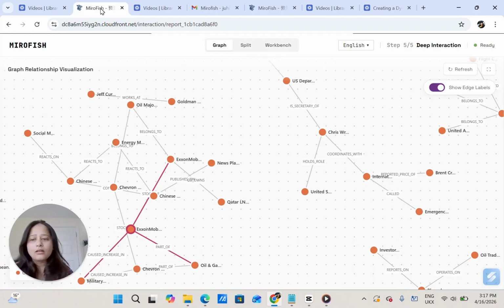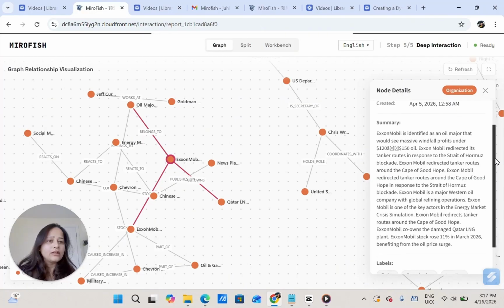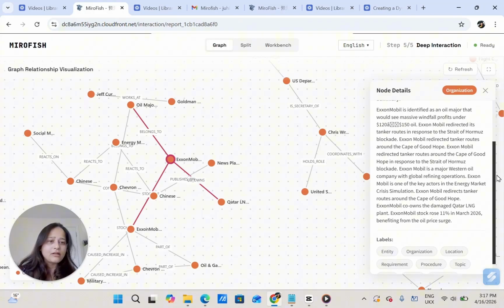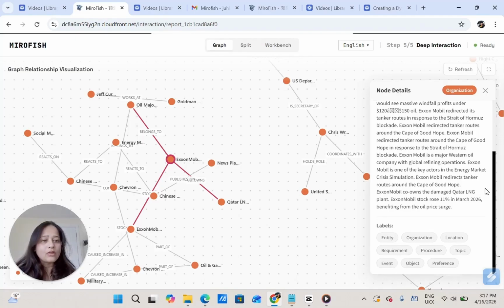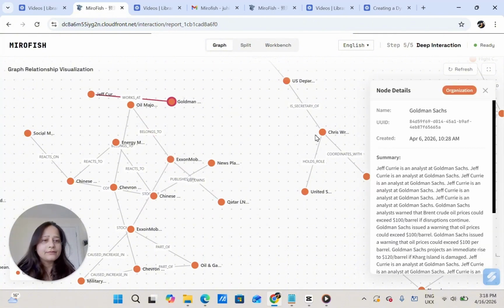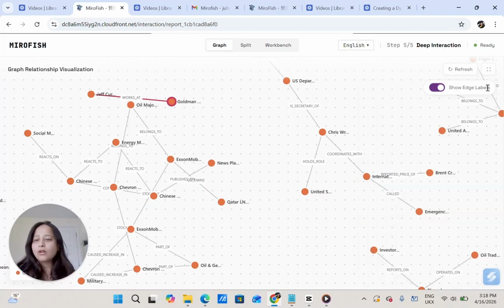When we click on the nodes, we get the whole summary and detail about a specific organization. Like this node is about ExxonMobil, and when we go down, we have the whole summary about the company, the organization, how it is going to react to a certain situation, what will happen if the war continues, how the oil prices will surge. Similarly, another node is Goldman Sachs. So that's the detail about this node. This is how all the entities are related with each other.